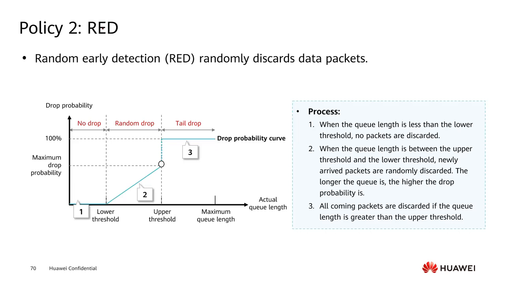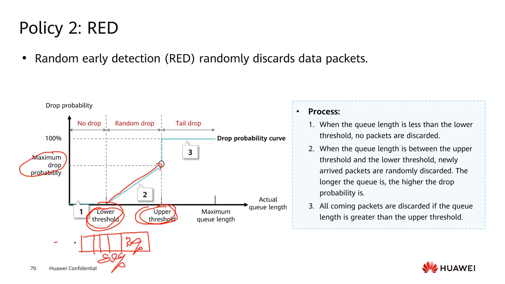RED has a low threshold, an upper threshold, and a maximum drop probability. The lower threshold means that, for example, when 30% of the queue is being used, the device will start to randomly drop packets. When the usage of the queue rises, the drop rate will also rise. And after it reaches some upper threshold, for example 80% of the queue being used, the rest of the packets will all be dropped. Okay, so this is RED.